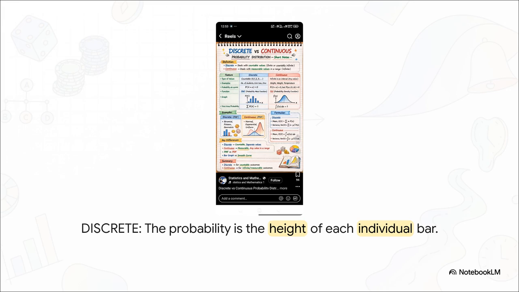Okay, so visually, this is what a discrete distribution looks like. It's a bar graph, and it's super simple. The height of each individual bar tells you the exact probability for that specific outcome. Easy enough, right?